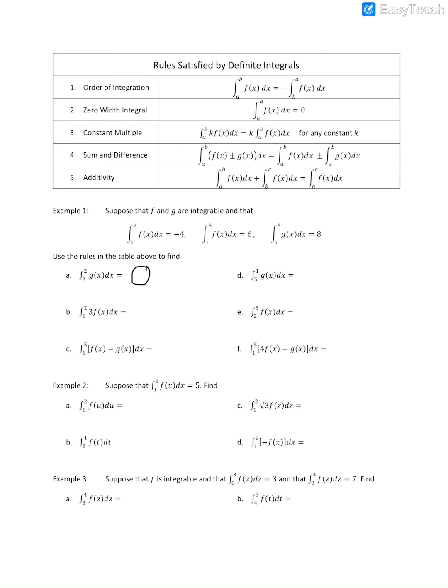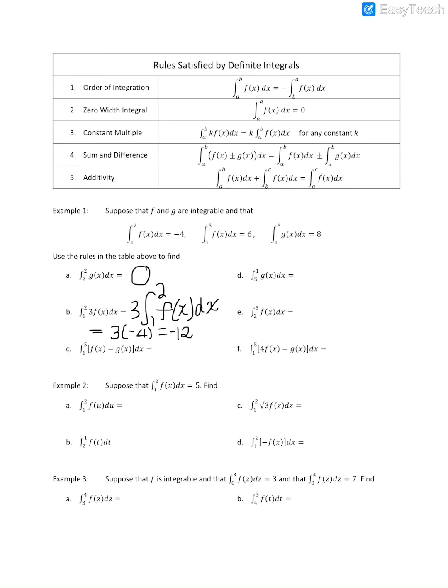Okay, let's go to B. For B, we're going from 1 to 2 of 3 f of x dx. So this is rule number 3, where we're allowed to pull out the constant. So the 3 can come out. And here, I just have the integral of f of x dx from 1 to 2, which above I know is -4. So this is going to be 3 times -4, which is -12.